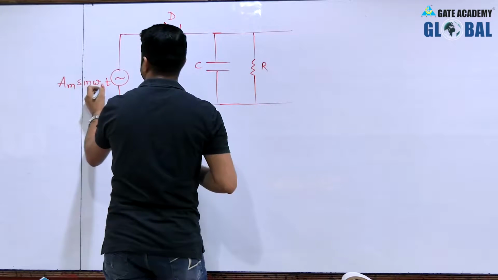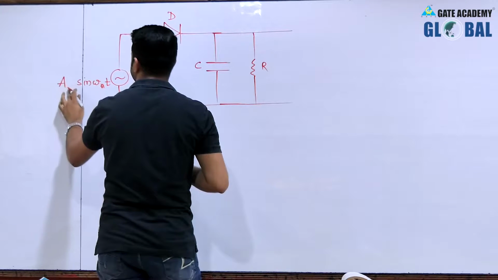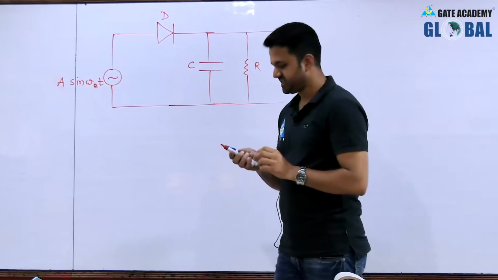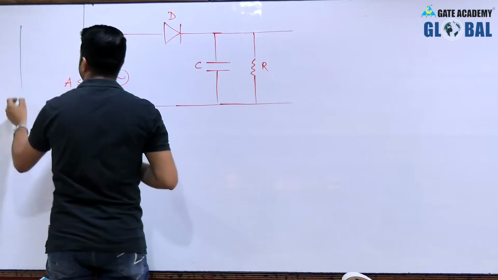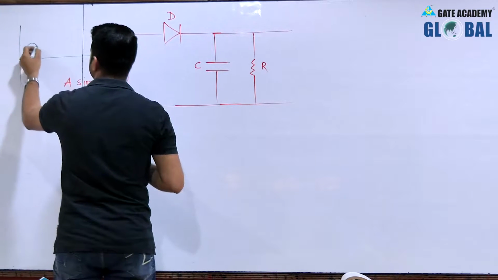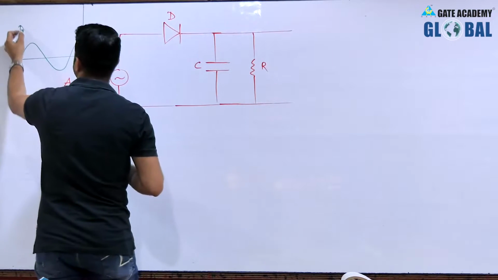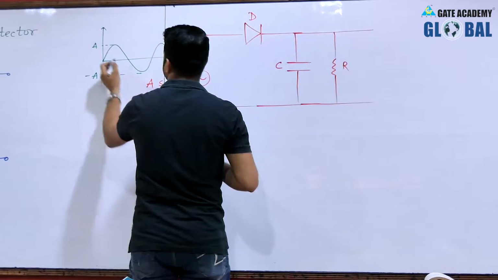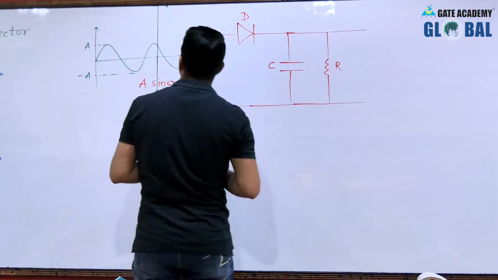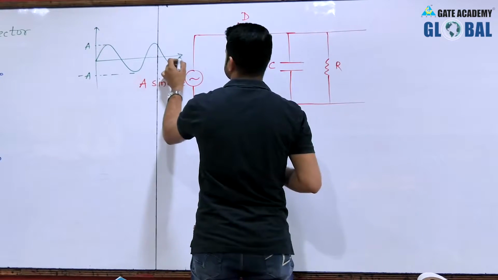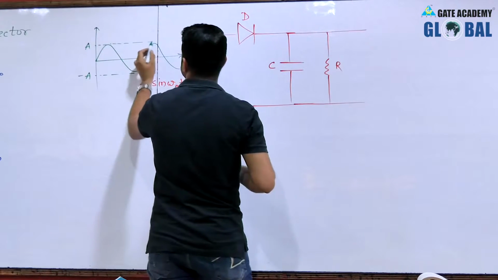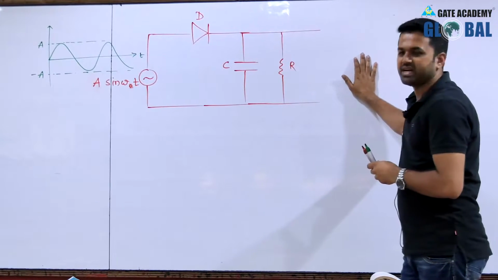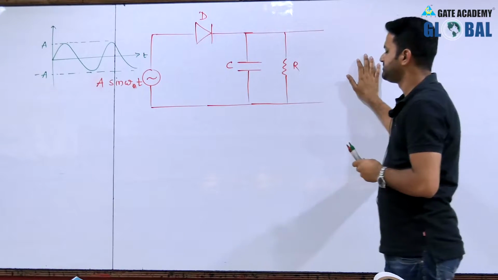or you can write omega naught, any frequency and any amplitude, like this. That is, the input having the amplitude A and minus A. So, when we apply this sinusoidal signal, what will happen?